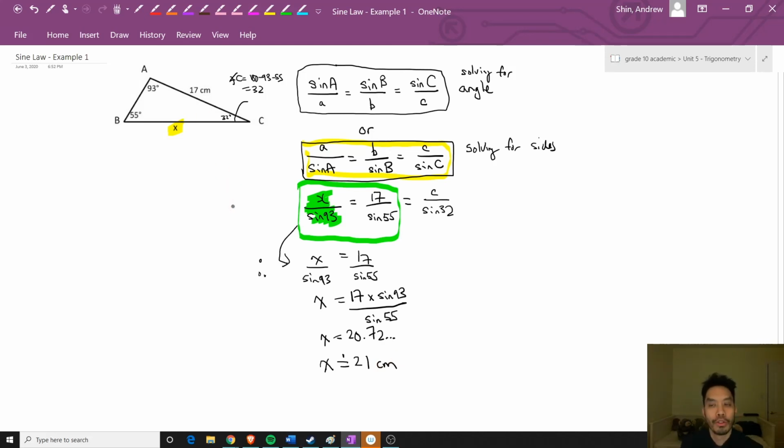So how do I do this question? I'm given a triangle that is not 90 degrees, so I'm going to use sine law. I write out the appropriate sine law that I need to use. In this case, they're asking for sides, so we choose the one with the sides on top. Plug in the numbers. Once we plug in the numbers, we choose two of the three expressions to make an equation. Then you solve for x, and then you have your answer.